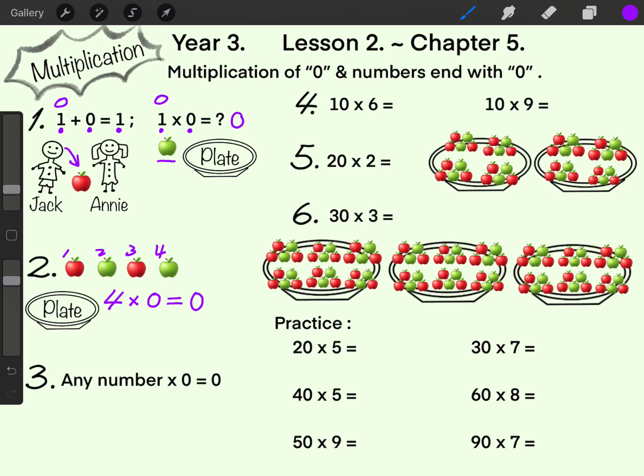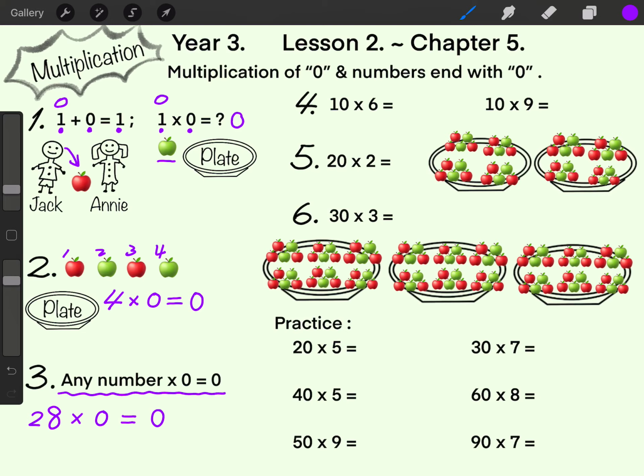One more example. There are 28 students on the playground, and their classroom is empty. If no one enters into the classroom, then there are how many students in the classroom? That's 28 times 0 equals 0. Nobody is in the classroom. So, now we understand in multiplication, any number times 0 equals 0.